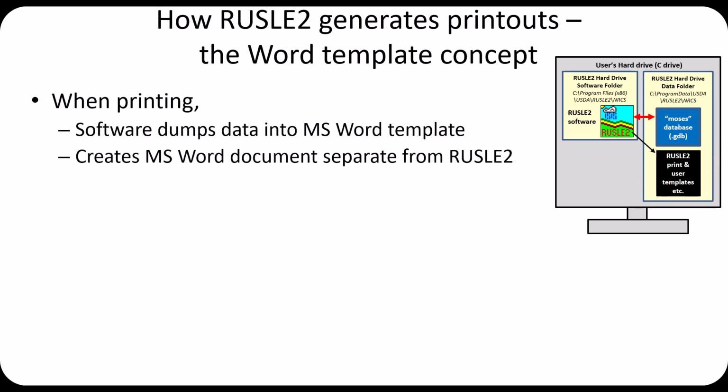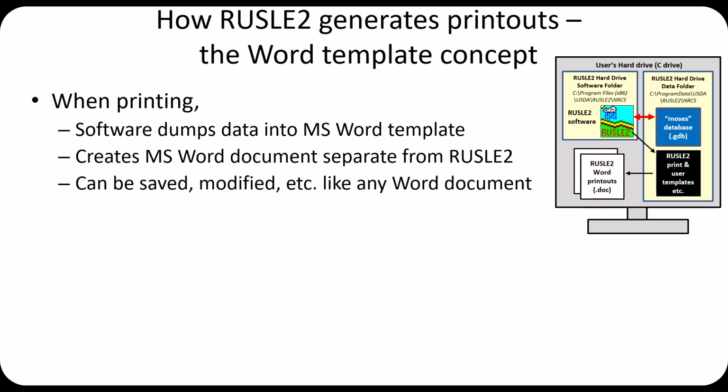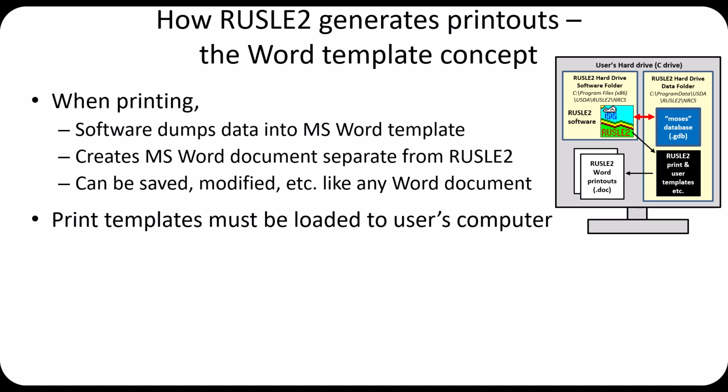This process creates a new document in Microsoft Word format that is freestanding and separate from RUSLE2 and the Moses database, and those are represented graphically right here. These reports can be saved, modified, and so forth, just like any Word document. So the first implication of all this is that these key print templates must be preloaded to the user's computer in order for RUSLE2's print function to work.